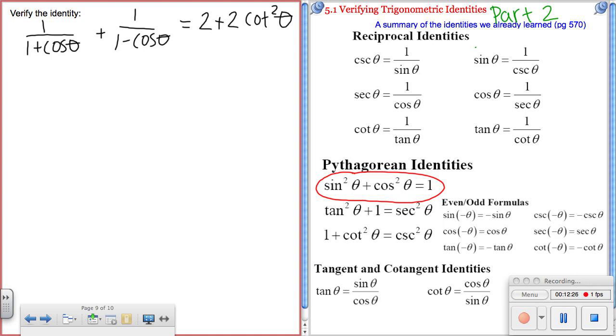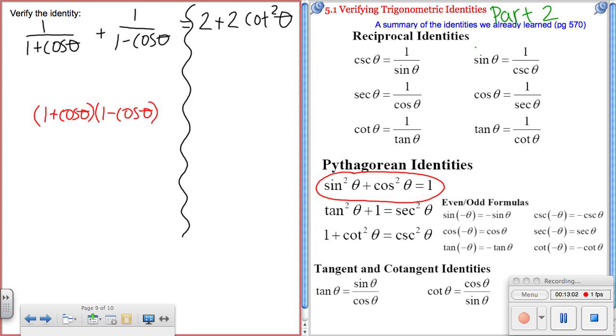Now, the first decision that we need to make is which side to start with. We're going to start with the left-hand side, the fractions, because remember, one of the things we often do is add those fractions together. In order to add those fractions together, we need common denominators. Now, I think the common denominator is going to be 1 plus cosine theta times 1 minus cosine theta.